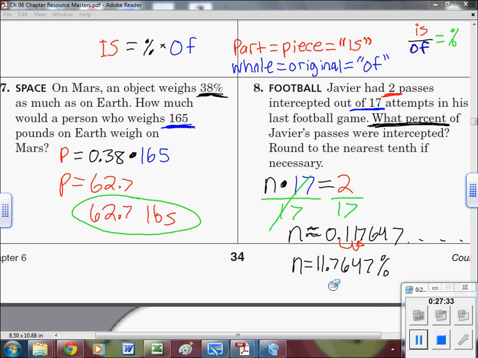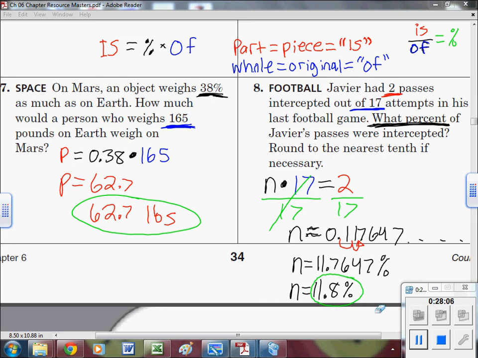For the nearest tenth, that means that first place value after the decimal. So round to 1 digit. You look at the second digit, it tells you how to round the first digit. The second digit is 5 or higher, it's a 6, so that means round up on this one. So it becomes 11.8. So that tells you your percentage is 11.8%. And you rounded, but that's okay. That's a really, really close value. And so 11.8% is going to be your answer. So that means Javier had 11.8% of his passes intercepted.